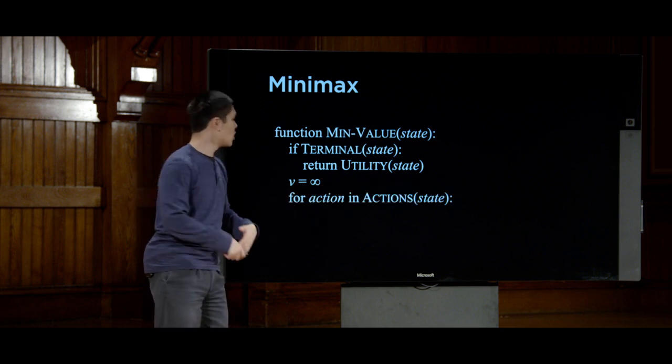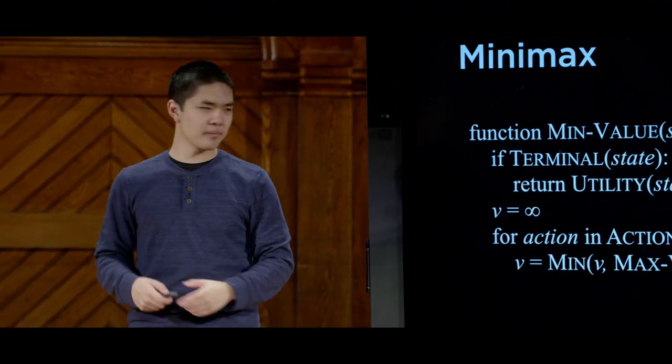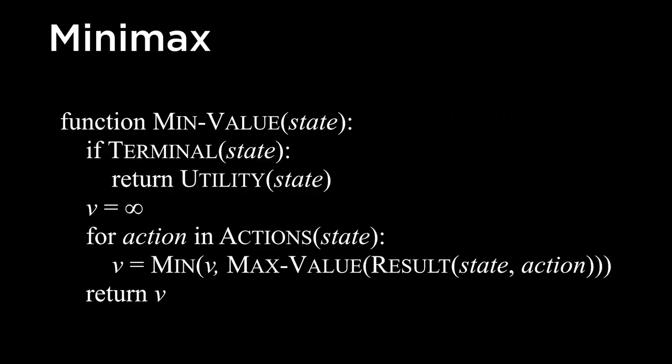And then I do the same thing. Loop over all of my possible actions. And for each of the results that we could get when the max player makes their decision, let's take the minimum of that and the current value of v. So after all is said and done, I get the smallest possible value of v that I then return back to the user. So that, in effect, is the pseudocode for minimax.